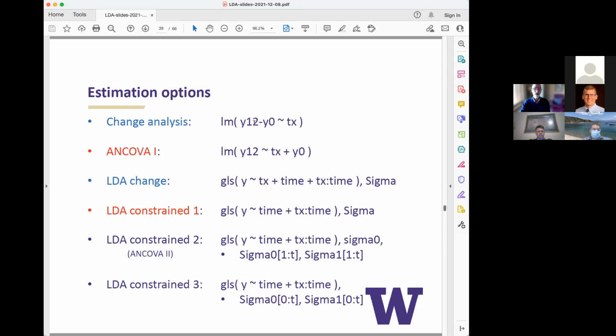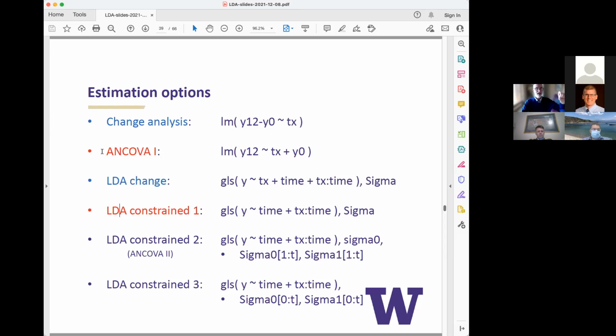Should we do a change analysis? In this example, for motivating depression study, should we analyze change given treatment? Should we do ANCOVA 1? Adjust for baseline. Should we do the longitudinal version of change, treatment plus time plus treatment by time with one unstructured covariance matrix? Should we do the longitudinal data analysis that's constrained? That's what I called constrained 1. It's the outcome depends on time and treatment by time, but no baseline.